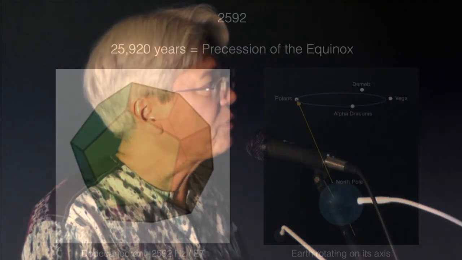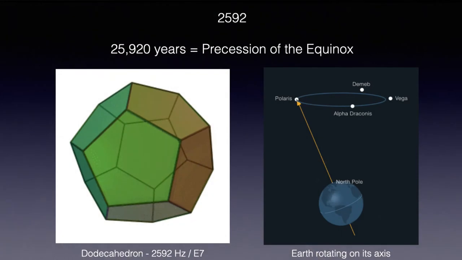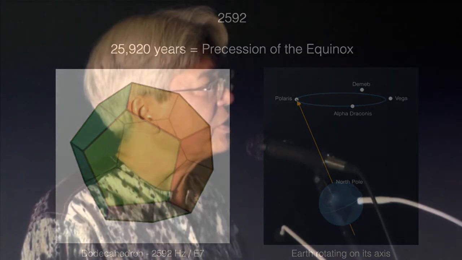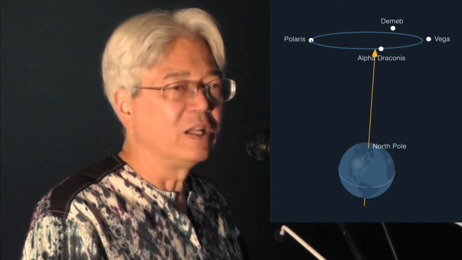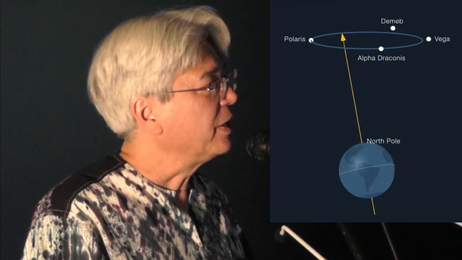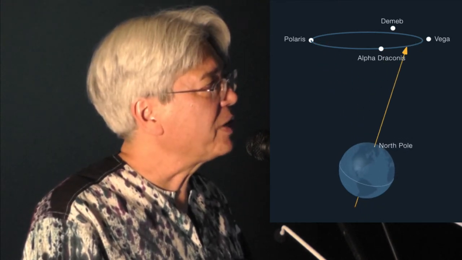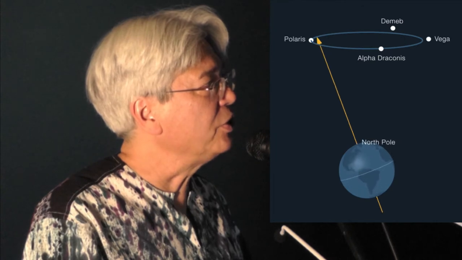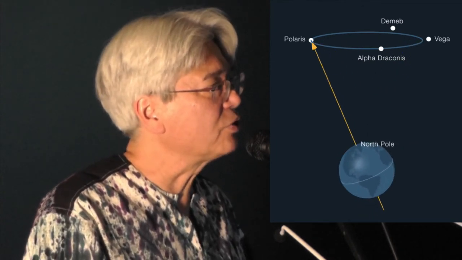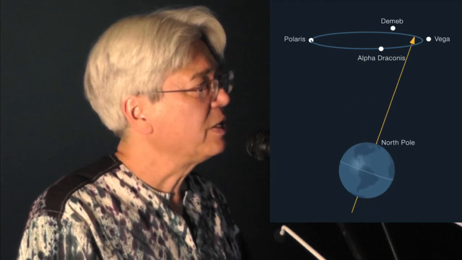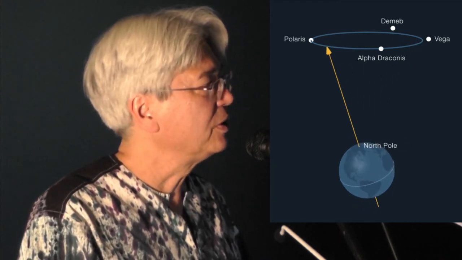This is very interesting here. If you've ever heard of the precession of the equinox, our Earth actually kind of spins on its axis and does a strange little elliptical. And it takes 25,920 years, which is called the precession of the equinox, to actually create that circle that you see there.